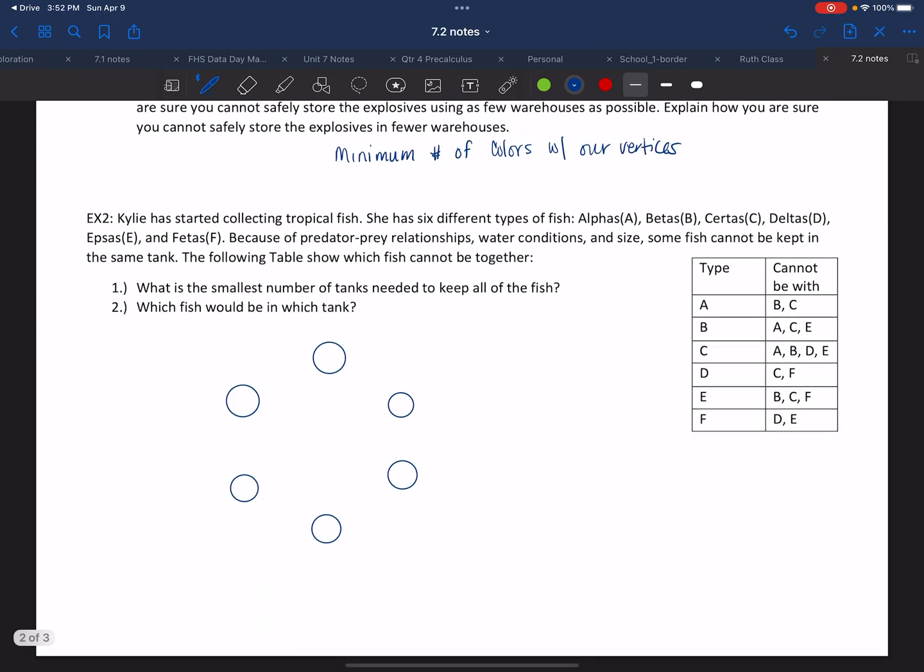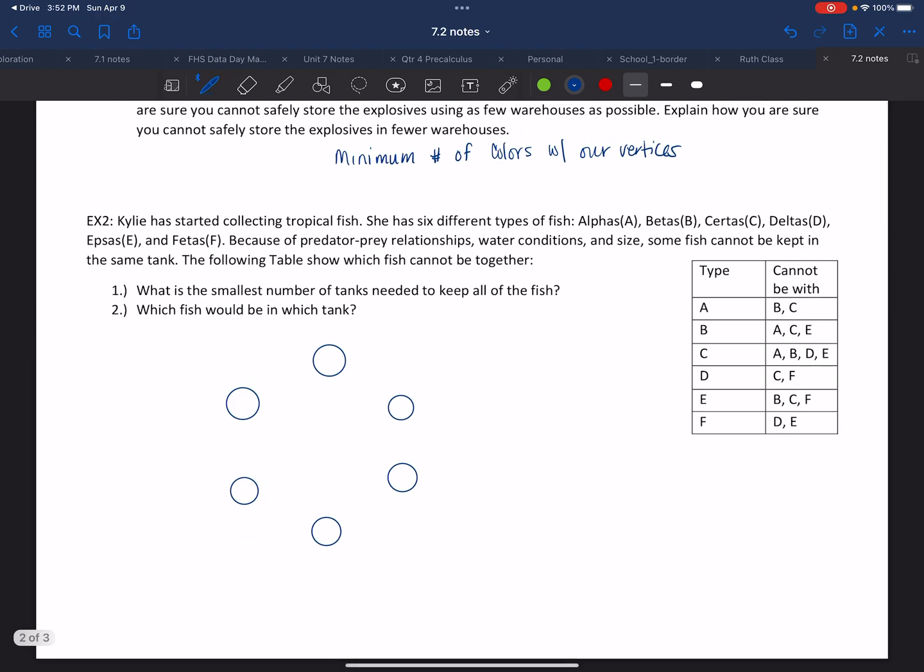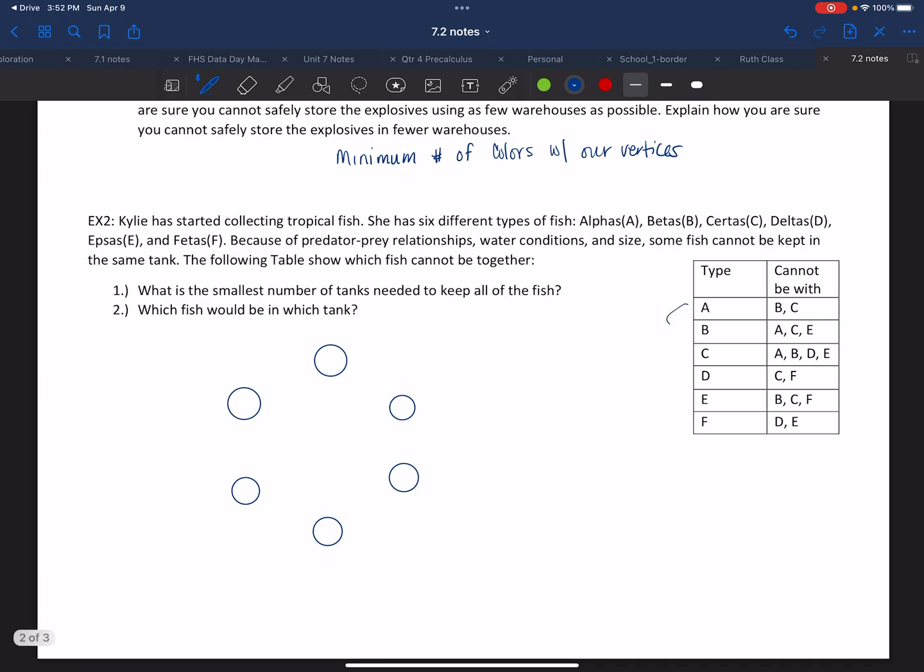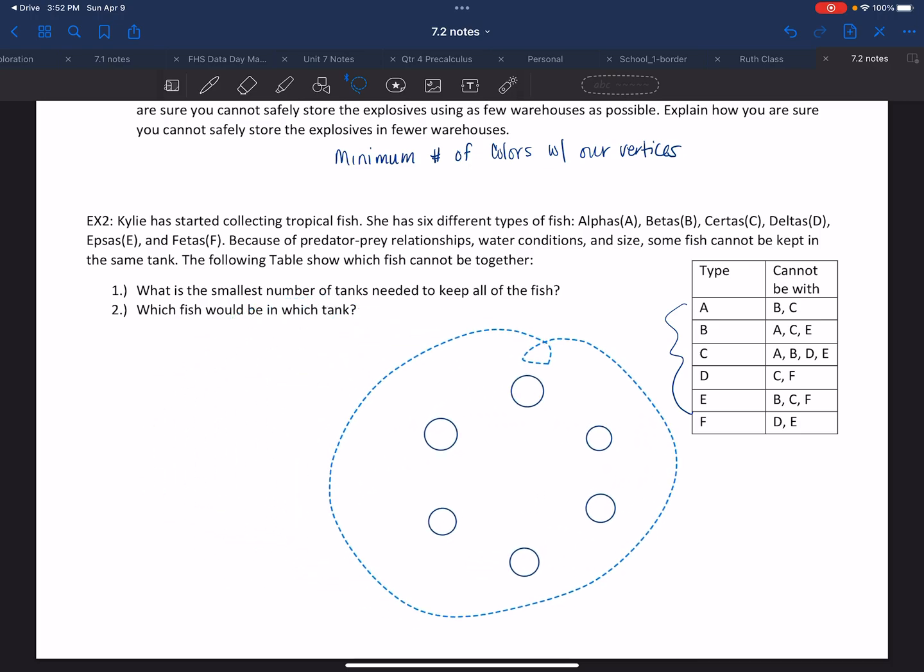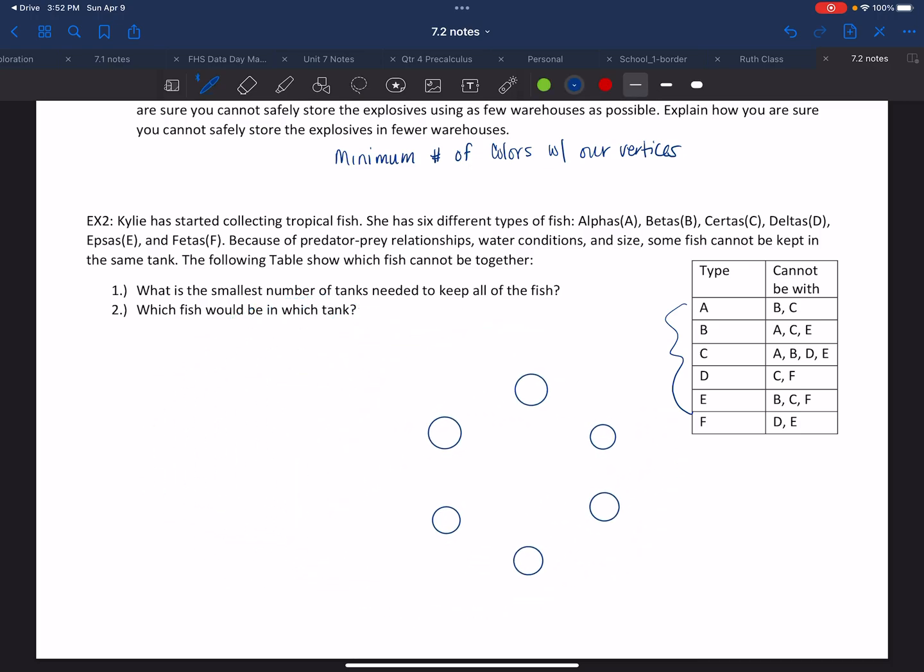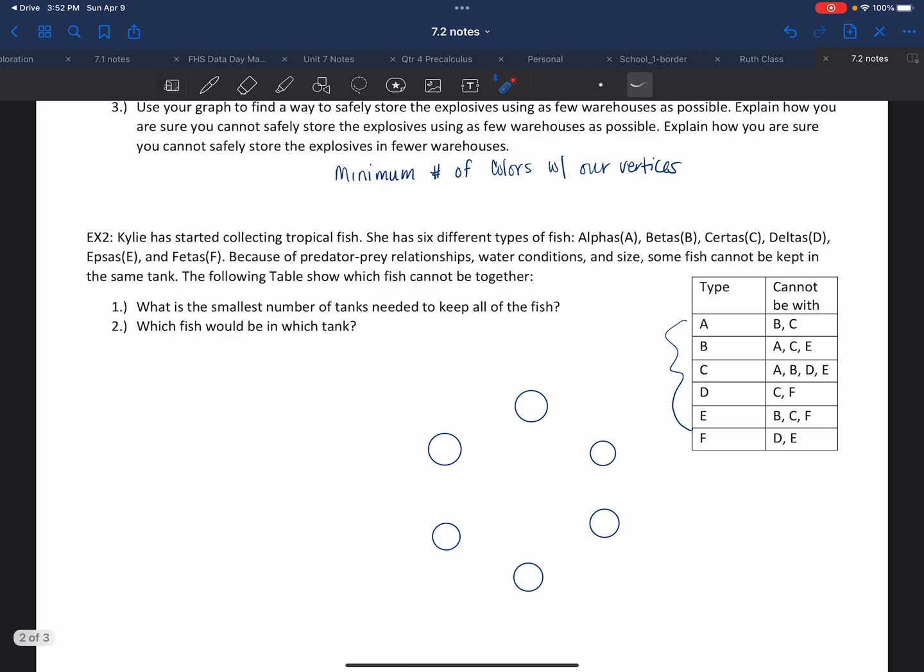Let's come down here and look at example 2. So Kylie has started collecting tropical fish. She has 6 different types of fish. Here's our 6 different types of fish. In fact, I'm going to move these over here a little bit. Alphas, betas, certas, deltas, epsas, and fetas. Because of predator-prey relationships, water conditions, and size, some fish cannot be kept in the same tank. The following table shows which fish cannot be together.